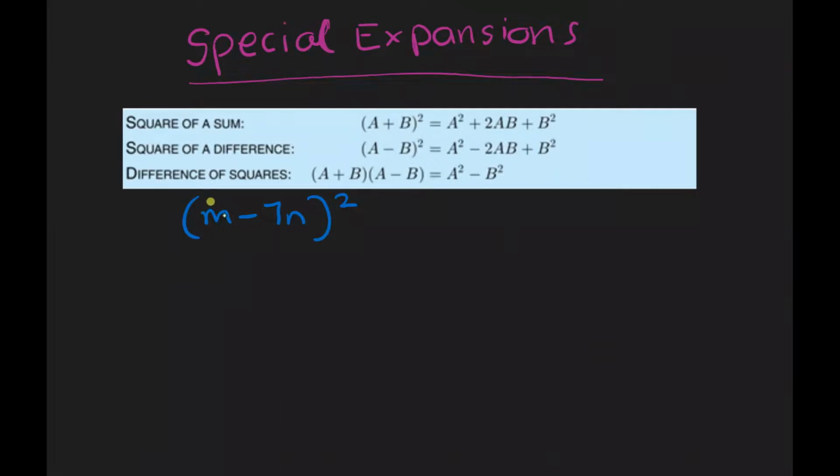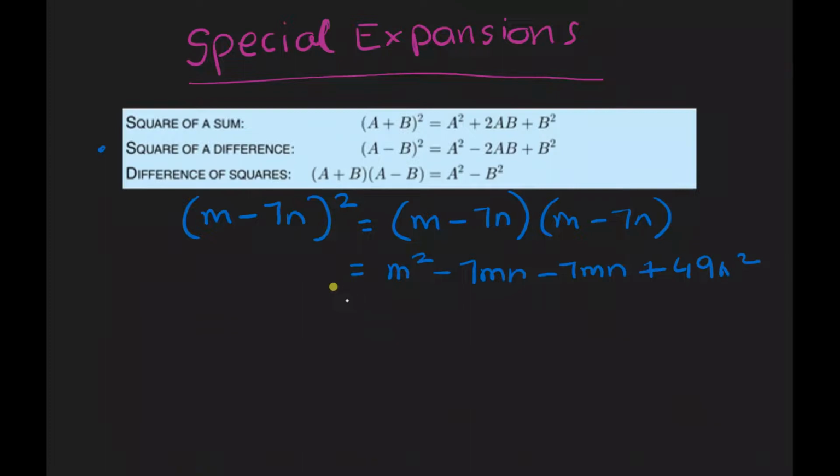Here we have m minus 7n and all of this to the power 2. This is an example of the square of a difference rule. We can rewrite this as m minus 7n times m minus 7n. And when expanded, we will get m squared minus 7mn minus 7mn plus 49n squared, which simplifies to m squared minus 14mn plus 49n squared.